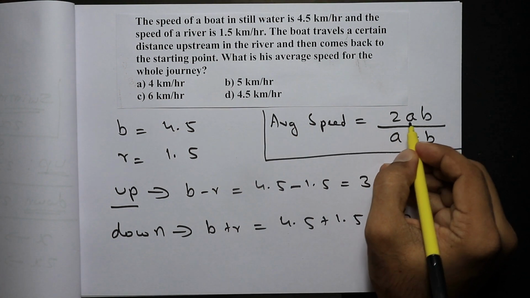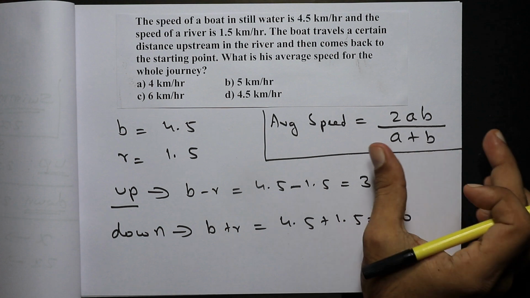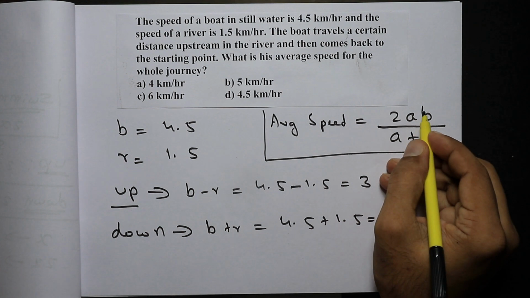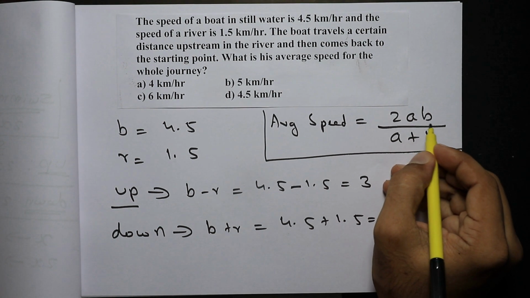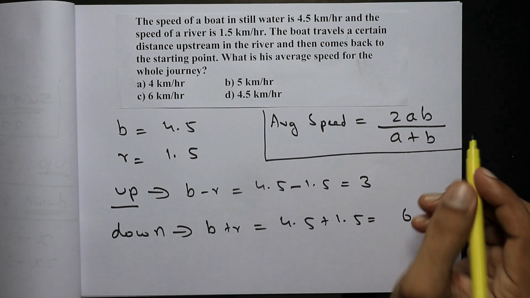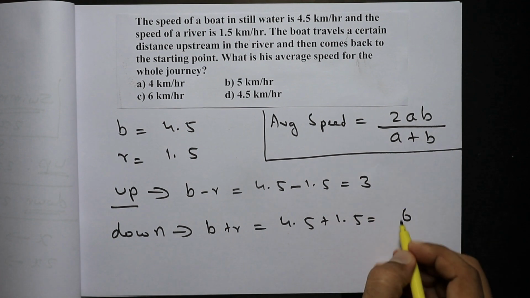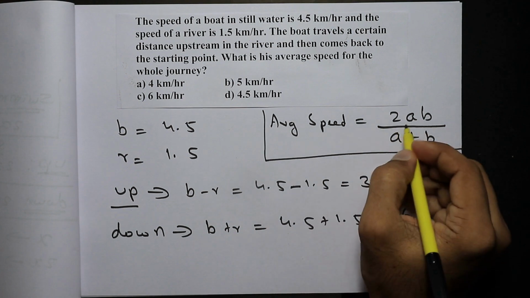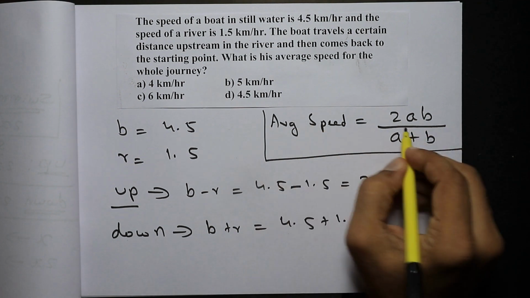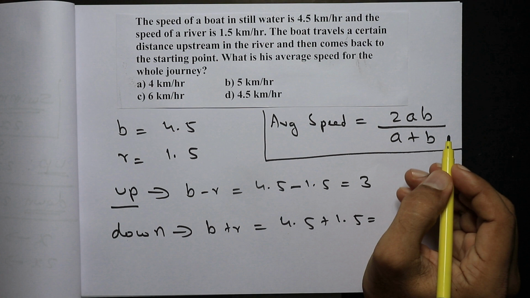So a is the speed for one half of the distance of the journey, and b is the speed for the other half of the distance of the journey. So here a is equal to 3 and b is equal to 6. Just substitute into this formula and you will get the average speed for the full distance.